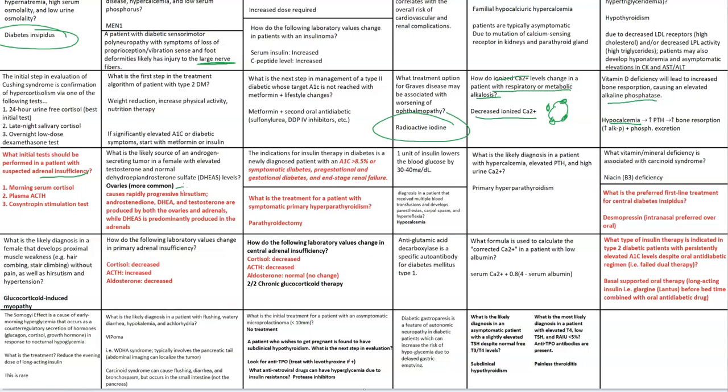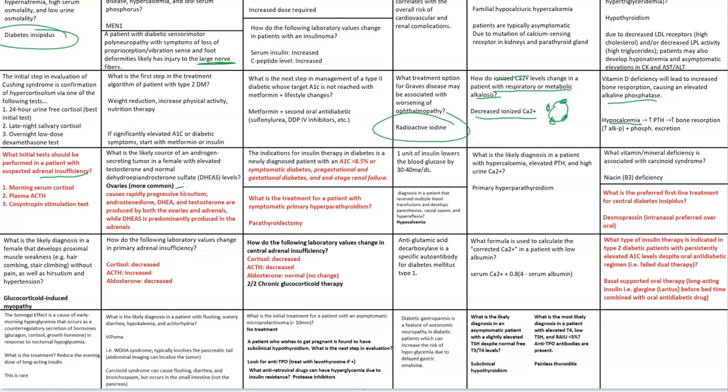What is the initial treatment for a patient with an asymptomatic microprolactinoma less than 10 millimeters? No treatment. A patient who wishes to get pregnant is found to have subclinical hypothyroidism. What is the next step in evaluation? Look for anti-TPO, treat with levothyroxine if it's positive.